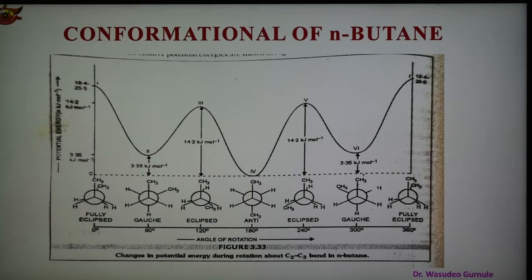The next in order of higher energy come the two gauche conformations, number 2 and 6, in which the two non-bonded methyl groups are only 60 degrees apart and hence cause crowding or steric strain. As a result of this steric strain, the two gauche conformations 2 and 6 are slightly less stable as compared to anti-conformation number 4. However, the two gauche conformations are themselves of equal energy, and these are also shown here.